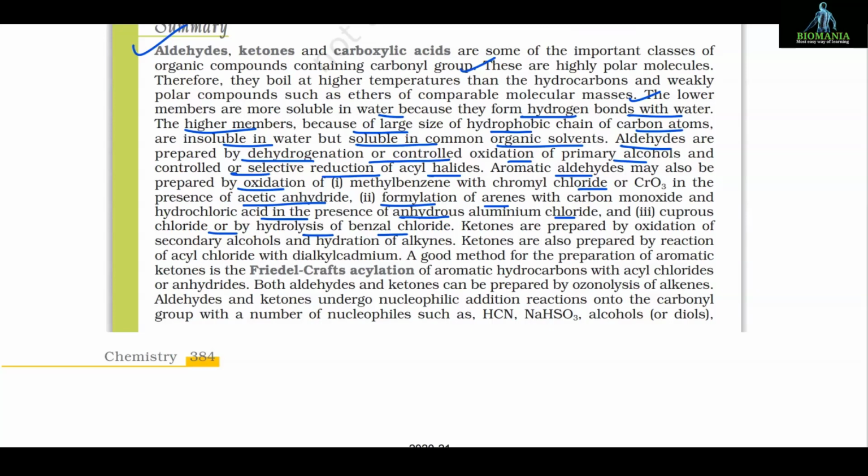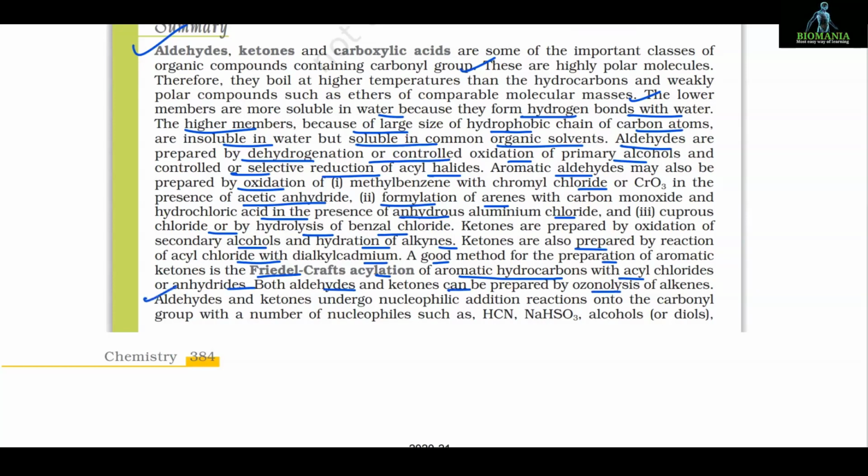Ketones are prepared by oxidation of secondary alcohols and hydration of alkynes. Ketones are also prepared by reaction of acyl chloride with dialkylcadmium. A good method for the preparation of aromatic ketones is the Friedel-Crafts acylation of aromatic hydrocarbons with acyl chlorides or anhydrides. Both aldehydes and ketones can be prepared by ozonolysis of alkenes.